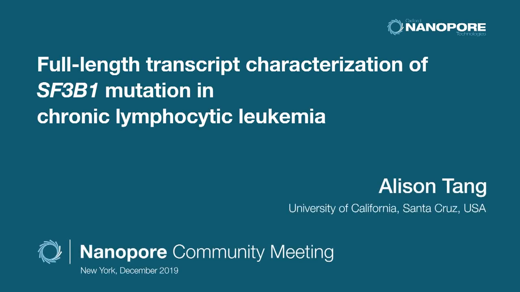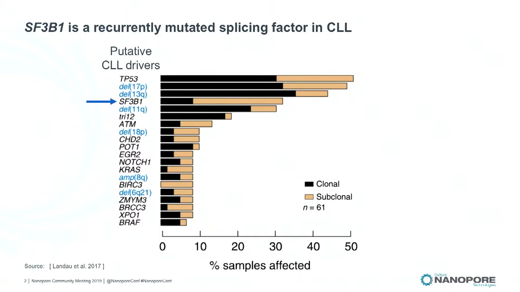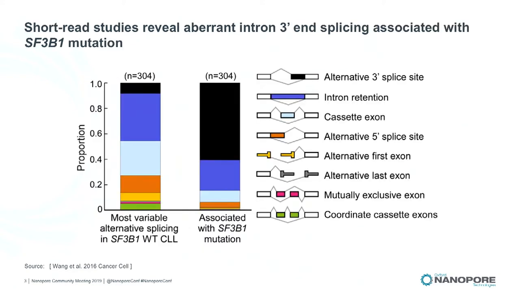I'm talking about, as Andrew said, SF3B1 mutation in CLL. SF3B1 is a splicing factor that is recurrently mutated in various cancers, including CLL, of course. It is one of the most frequently mutated genes in CLL and is associated with poor patient prognosis. So as you expect, it is actually quite well studied with short reads.